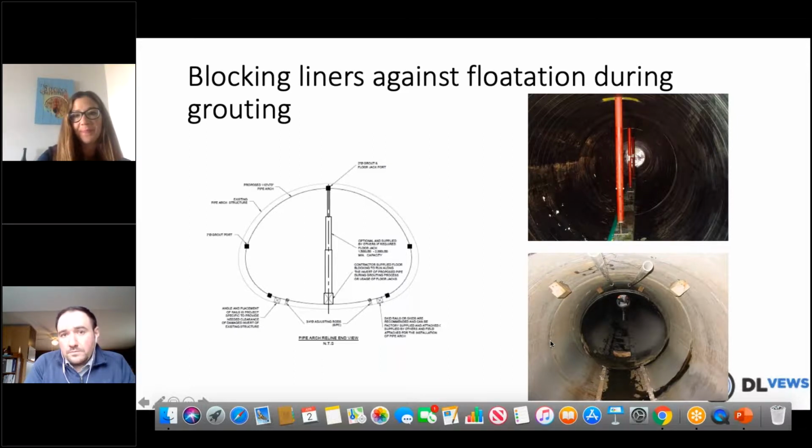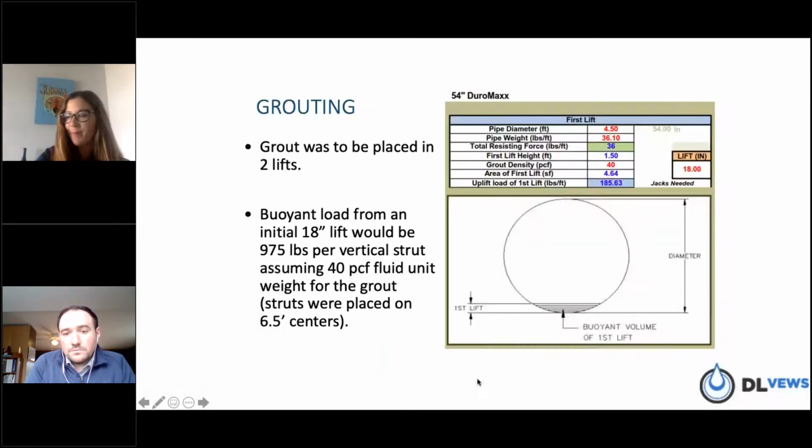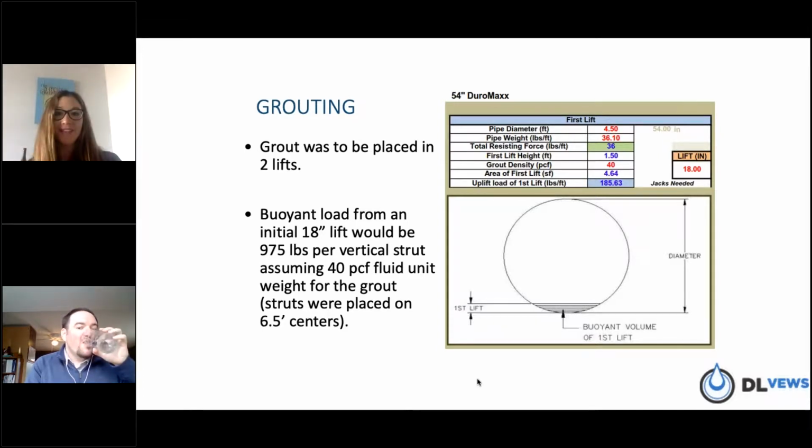Gotcha. I do have a couple more questions. Sure. I think this one is really crucial, and I've saved it to the end, as we're almost wrapped up here. What is the most common thing that can go wrong during grouting?